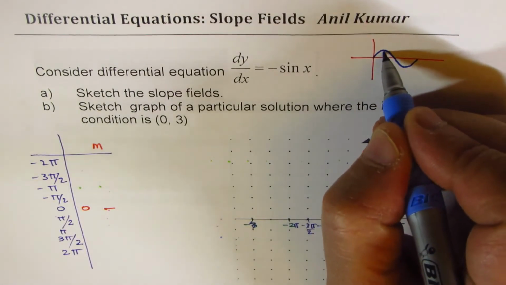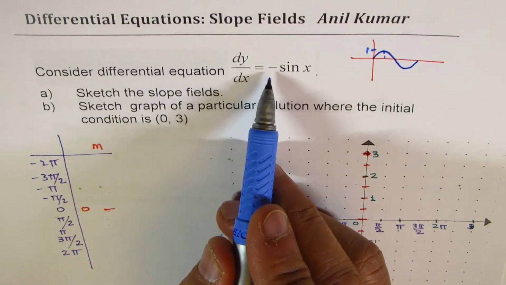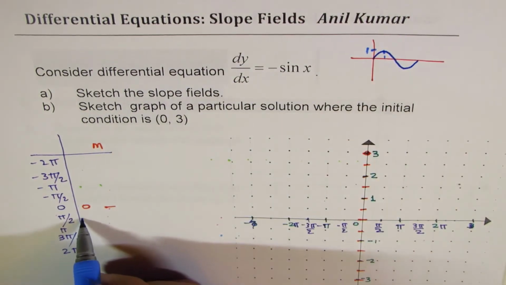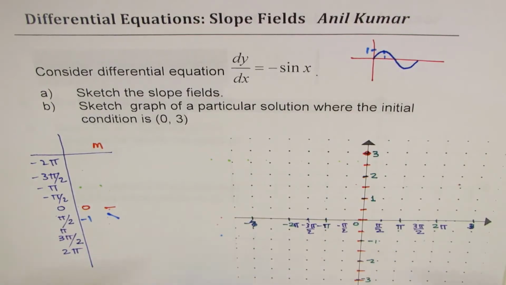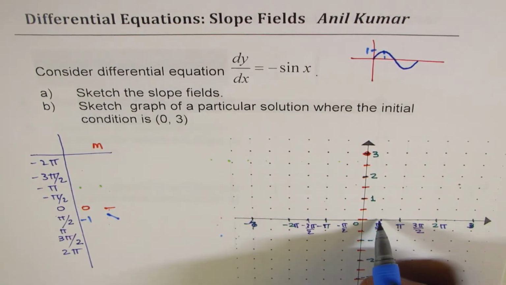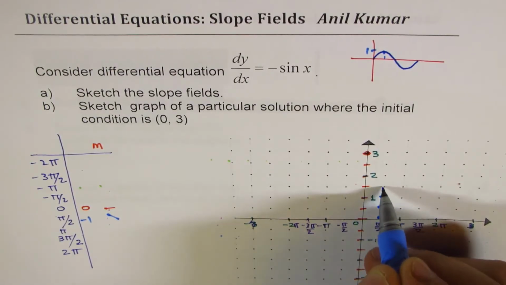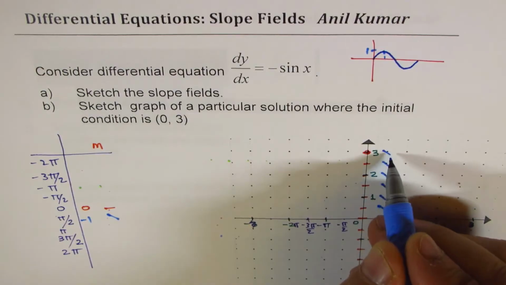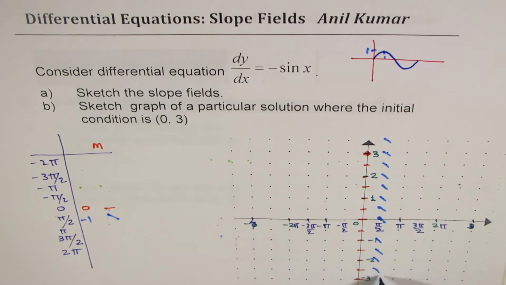So at pi by 2, the y value is 1. Minus 1, since we are working with minus sine x. So here it is going to be minus 1. That means downwards like this. So at pi by 2, it is a downward slope like this. So all along x equals pi by 2, the vertical will have that kind of slope dropping down. Correct? Now let's take the next value, which is pi.